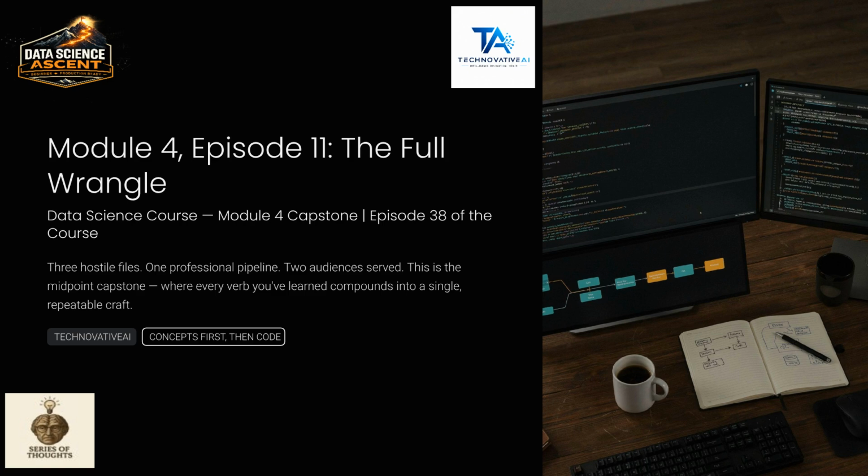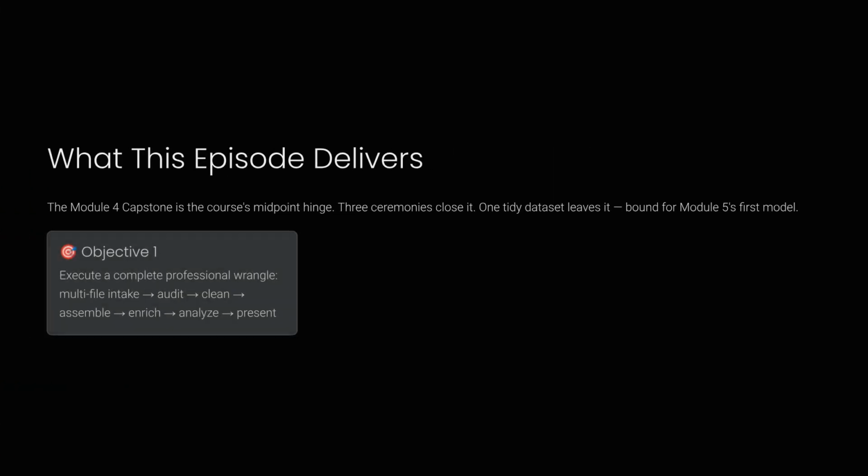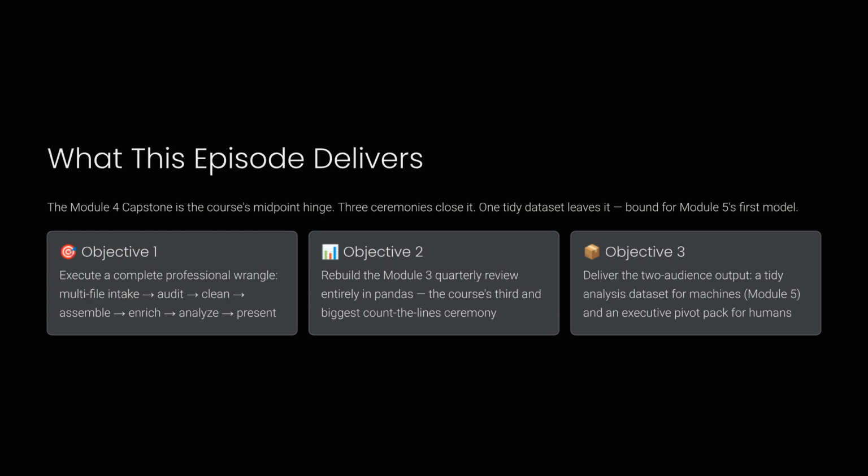Welcome to the Module 4 Capstone of our data science course. In this episode, we tackle the full data wrangling process, taking 3 messy, hostile files and refining them into a single, professional, and repeatable pipeline. This episode focuses on 3 core objectives: executing a complete professional wrangle, rebuilding the quarterly review using Pandas, and delivering a tidy output for both machine models and human executives.